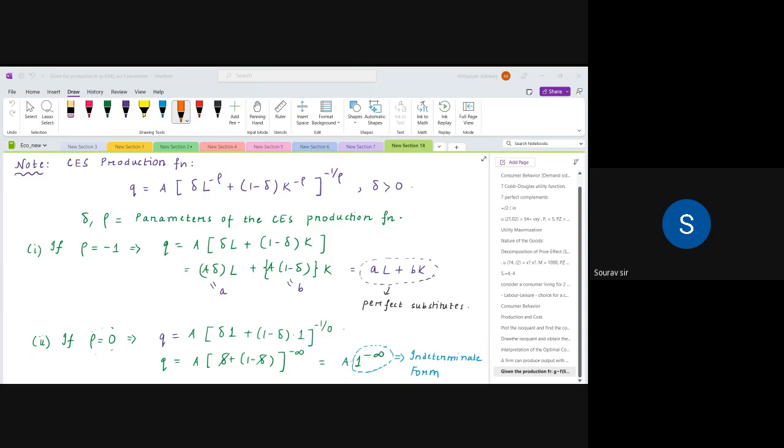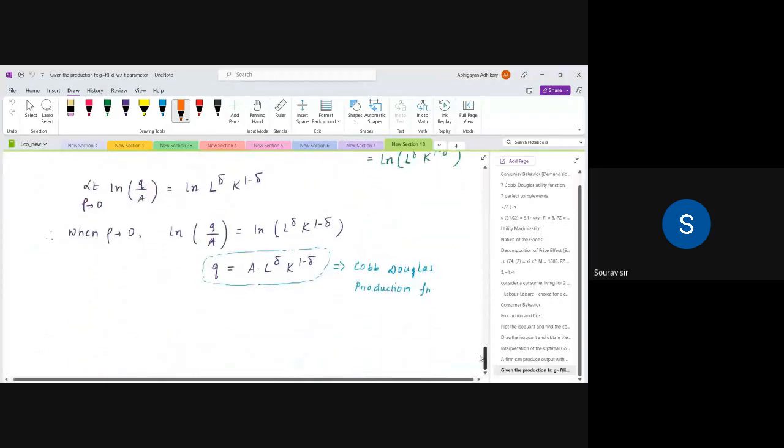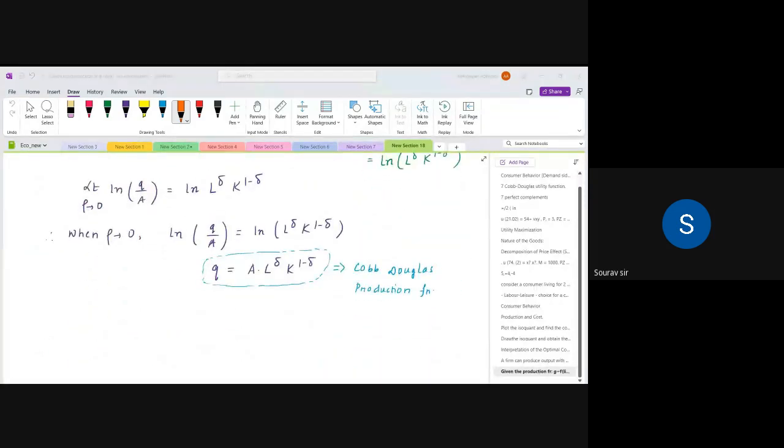So we discussed two cases. If rho is equal to -1, this production function becomes similar to the perfect substitute type. And if rho is equal to 0, then we basically get the Cobb-Douglas production function. But we had to do a slightly long calculation, because if you simply put rho equal to 0 in the expression, you get an indeterminate form, which doesn't have any finite value. From an economic perspective, it doesn't make any sense, so we require to check that in the limiting sense.